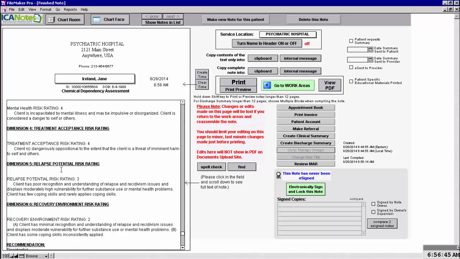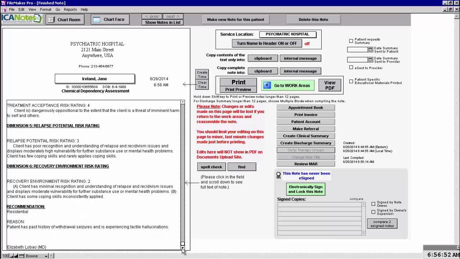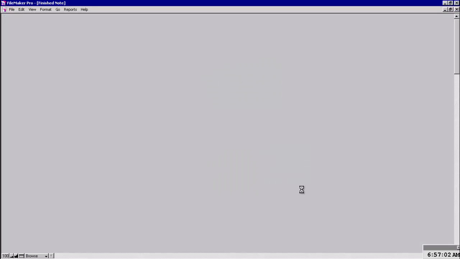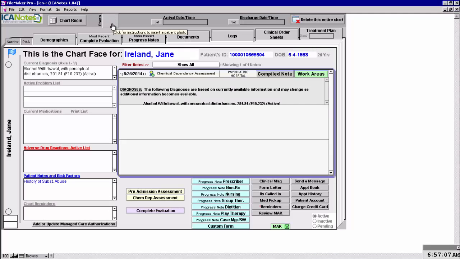We have our acceptance rating scale here, our relapse potential rating here, and our recovery environment rating risk. Recommendation is for a residential or inpatient facility, and this is the reason why. Here's your signature line, and I'm going to electronically sign this. We're going to go back to the chart phase to find this information right here under Chemical Dependency Assessment. You can see that this note has pushed forward some vital information into the diagnosis and into the notes and risk factors.